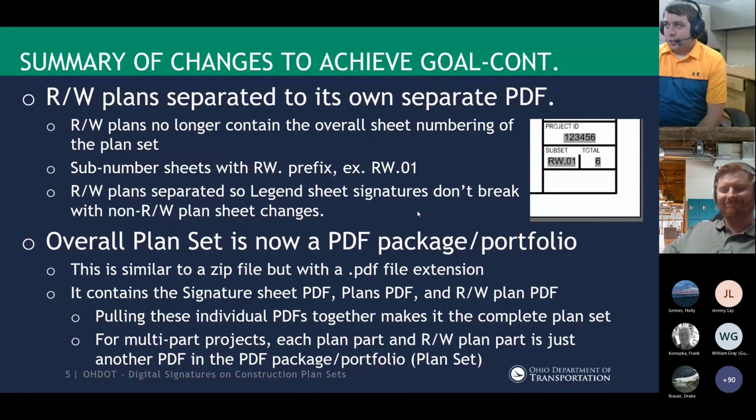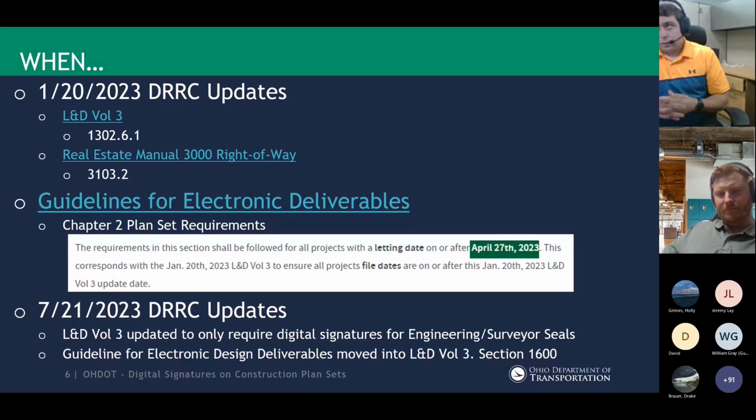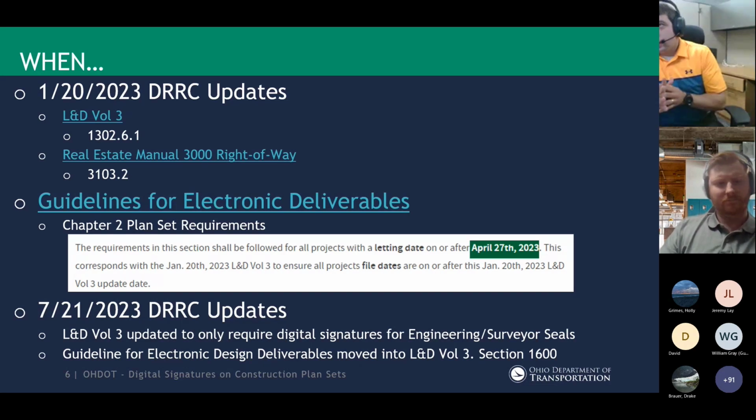So that's a summary of the changes to achieve the goal that we're trying to get to. A little bit on when. This took place back in the January DRC update. The L&D Vol. 3 was updated to call out the requirement of digital signatures. The real estate manual was updated. New guidelines for electronic design deliverables were released, so that the plan set requirements were in there, and you can see there's a little screenshot with the April 27th, 2023 letting date that was added in there. So that's where everything took effect here.